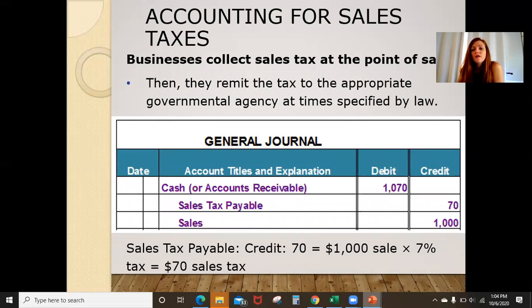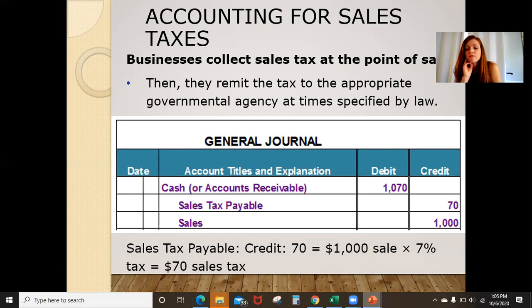Okay, so accounting for sales taxes. Businesses collect sales tax at the point of sale. You have to collect the sales tax at the point of sale, otherwise the company is most likely going to be stuck with those taxes. They later pay the appropriate governmental agency the taxes. So even though they took the taxes at the time of sale, they might not owe them until the end of the quarter, but usually sales tax is paid every month.